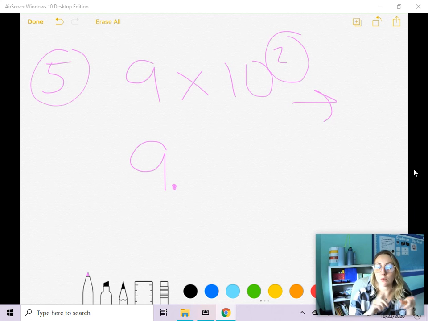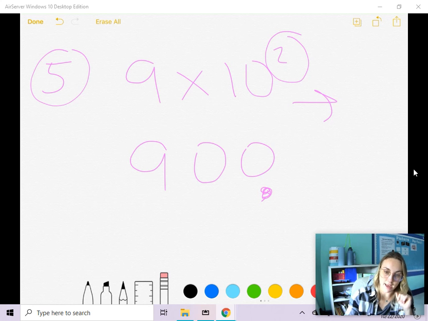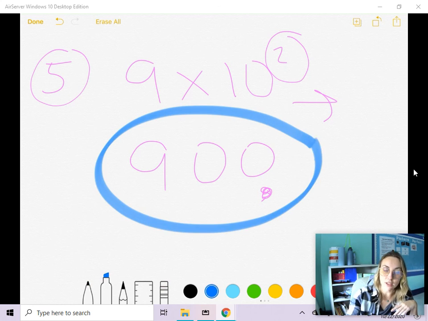In this particular problem, we're going to move it to the right 2 decimal points. We're going to take this decimal and move it to the right 2 times. We'll put that decimal back right there, and then we'll fill in the blanks, which are going to be zeros. Once we've done that, we can erase whatever we have, and we're done. In this particular case, our answer is going to be 900.